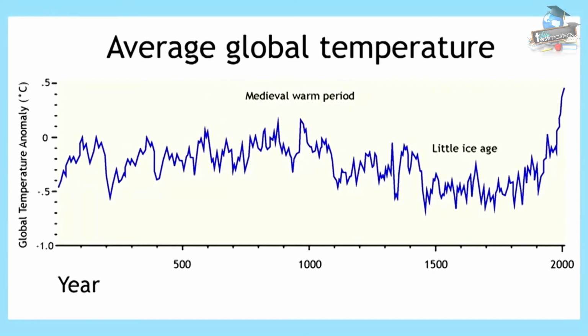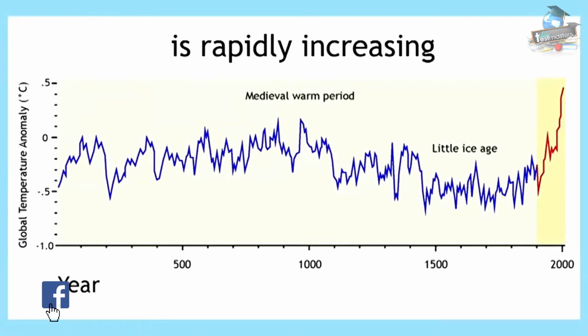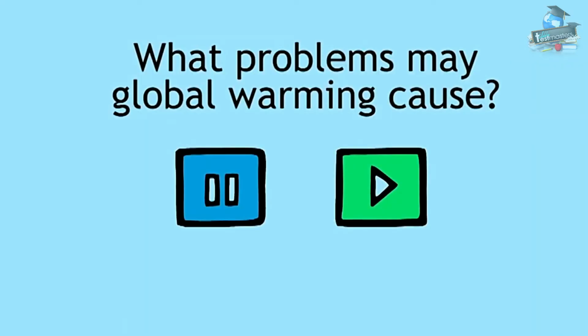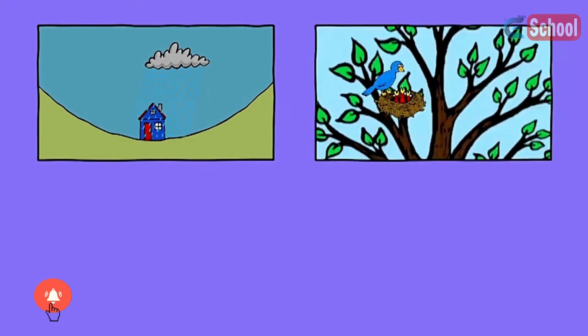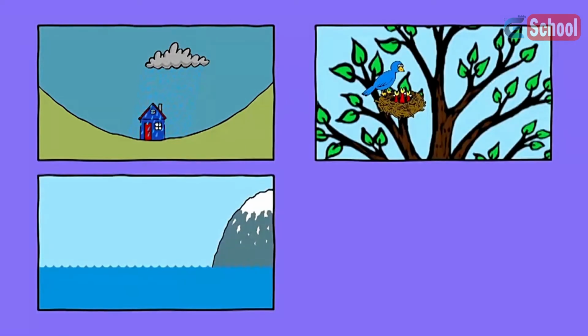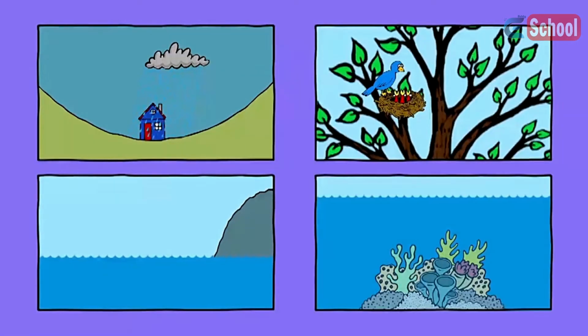You can see that over the last 2,000 years, temperatures have varied, but today, average temperatures are already 1 degree warmer on average than they were 100 years ago. Pause the video and think of some problems that this global warming might cause. You may have thought of changing climate, extremes of weather, problems for ecosystems, rising sea levels, or ocean acidification. Let's look at these one by one.